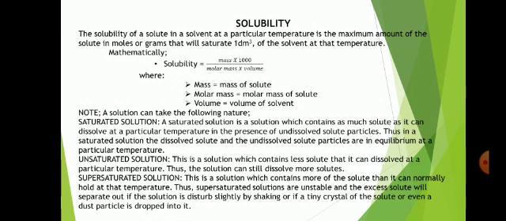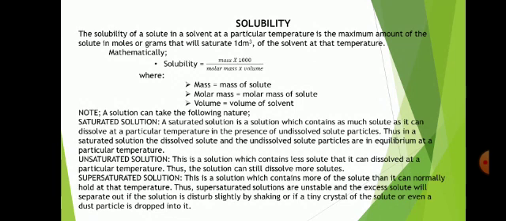Therefore, mathematically, solubility can be expressed as mass times 1000, where 1000 stands for 1 dm cube, all over, that is divided by the molar mass of the substance times the volume of the substance. We'll get to understand this formula as we go on with the class. The mass stands for the mass of the solute, while the molar mass stands for the molar mass of the solute, and the volume stands for the volume of the solvent.